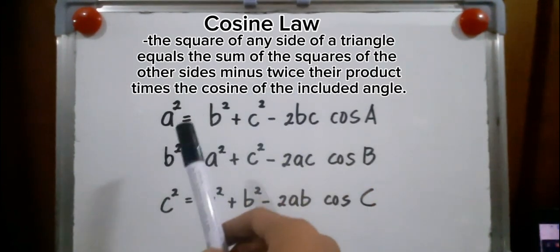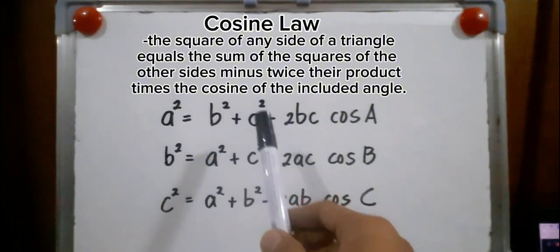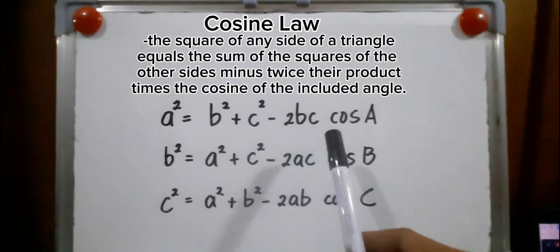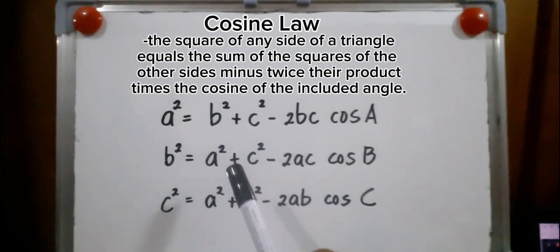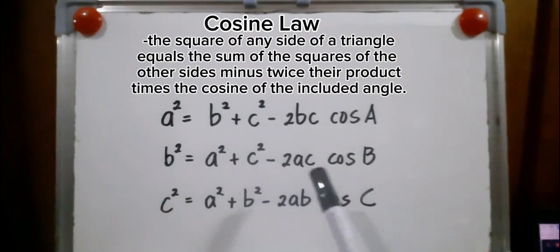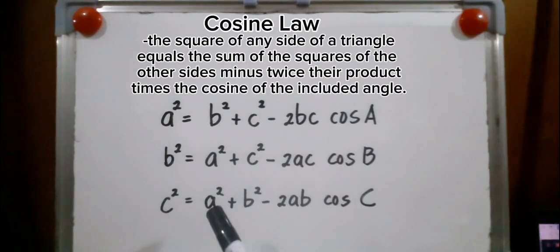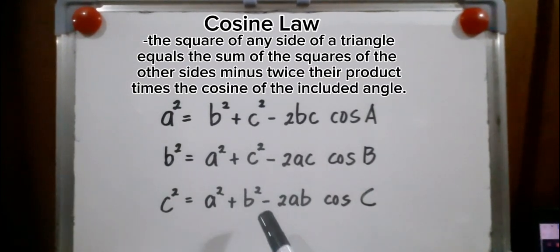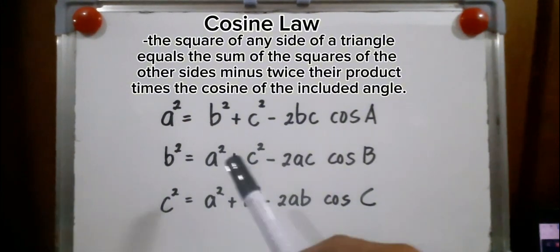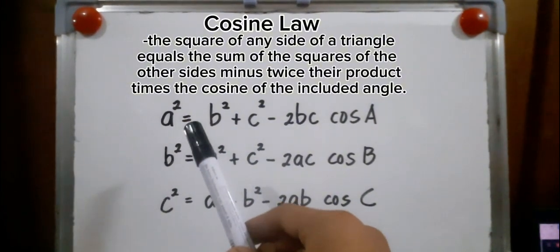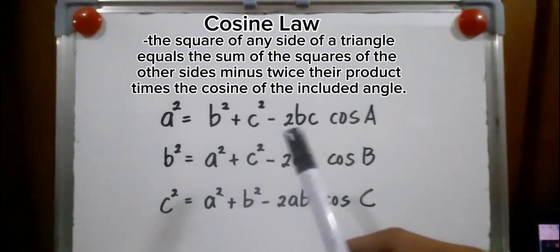Or in formula, we have a squared equals b squared plus c squared minus 2bc cosine of A. And b squared is equal to a squared plus c squared minus 2ac cosine of B. Finally, we have c squared equal to a squared plus b squared minus 2ab cosine of C. Cosine law is used in an oblique triangle where the given are two sides and their included angle.